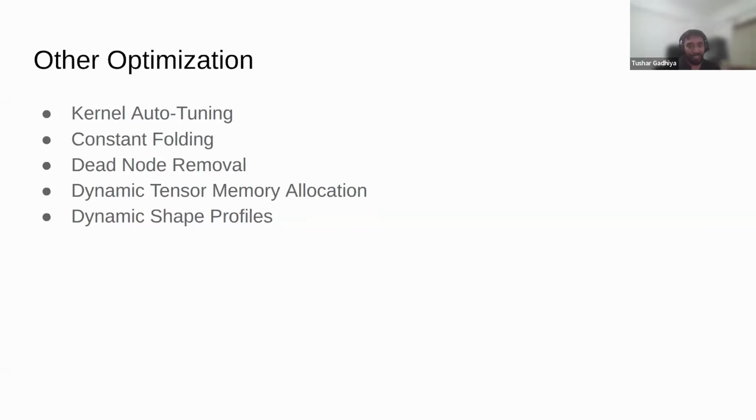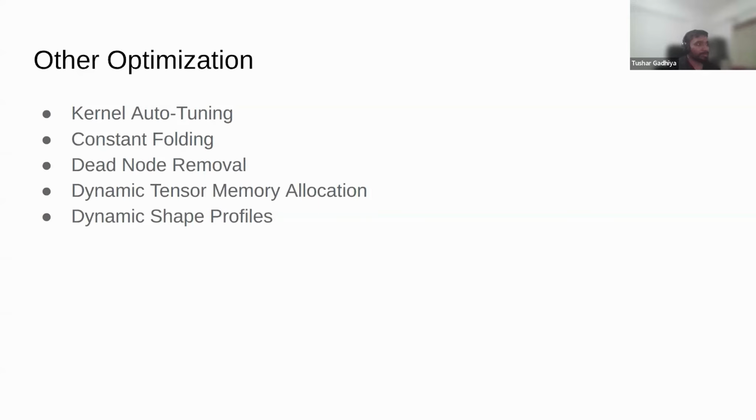There is another minor optimization called constant folding. If you have some operation which always takes a constant value as an input, you can pre-compute it. If you have branches in your graph which are not being used by any other part of the network, you can just remove them.